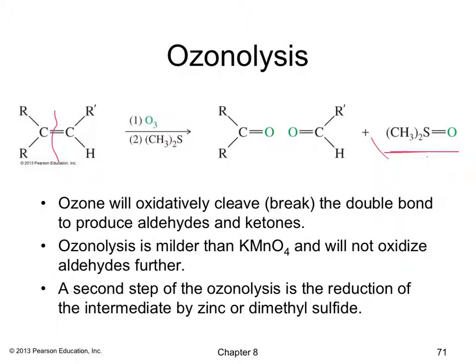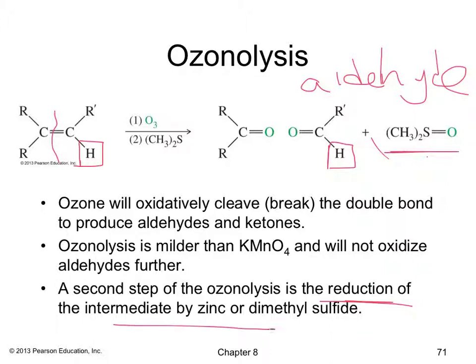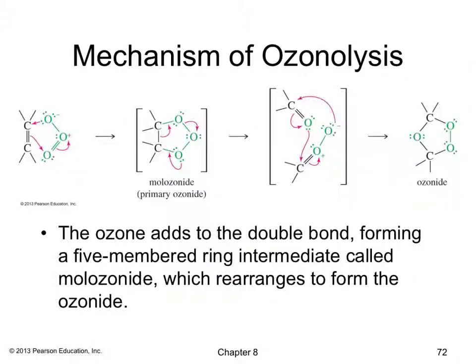Now to note, here you also have a hydrogen. But in the case of ozonolysis, you're not adding another oxygen to form the carboxylic acid. It'll stop at the aldehyde. So it doesn't undergo overoxidation as with the concentrated potassium permanganate. So it's milder than that. And then the second step of ozonolysis is the reduction of the intermediate by zinc or dimethyl sulfide.